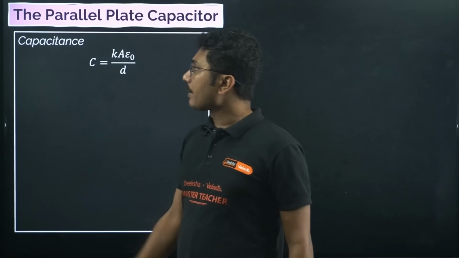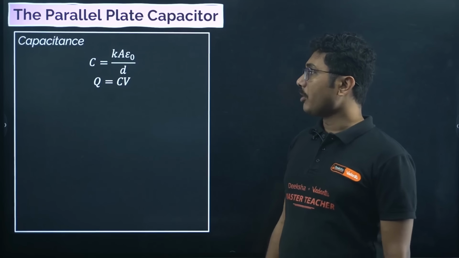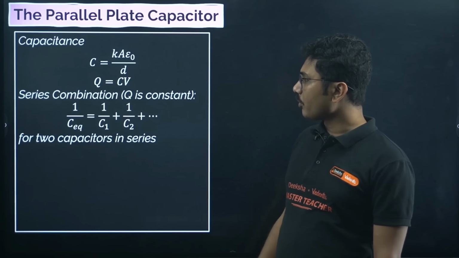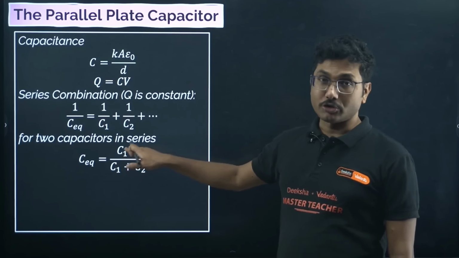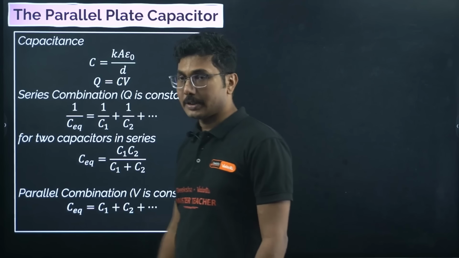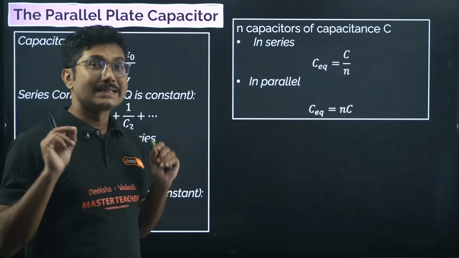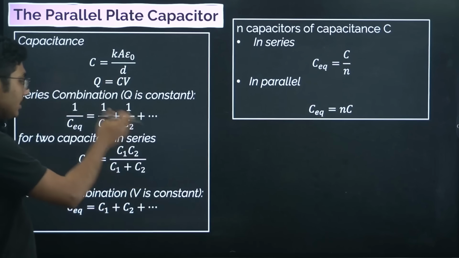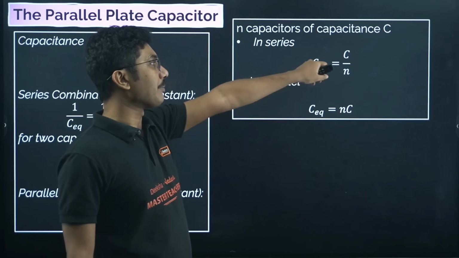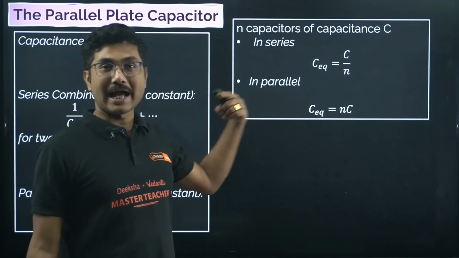Now, parallel plate capacitor: the capacitance is C equals K A epsilon naught upon d, and Q is equal to CV. Series combination is given by this. For two capacitors in series, the shortcut formula is C1 C2 by C1 plus C2, and parallel combination is C1 plus C2 plus so on. Now if n capacitors each have the same capacitance, you don't need to use these formulas. There is a much shorter way: the equivalent capacitance in series is C divided by n, and in parallel it is n times C.